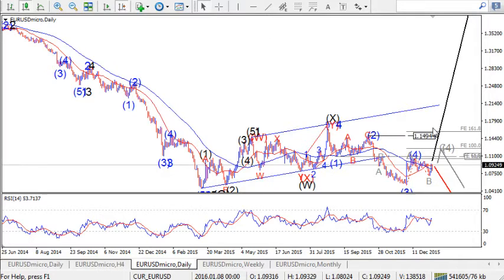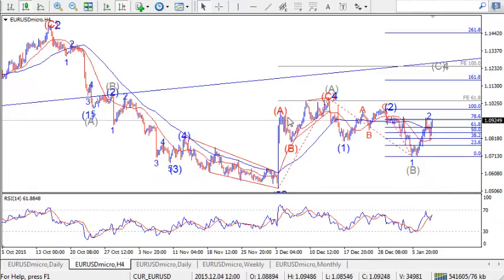In order to get a confirmation for this count, we need a break above this level here, because this will invalidate every other bearish scenario, since this is wave 2 and wave 4 cannot go under or above the level of wave 2.